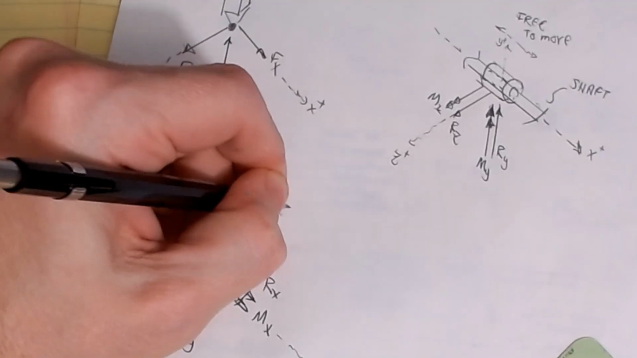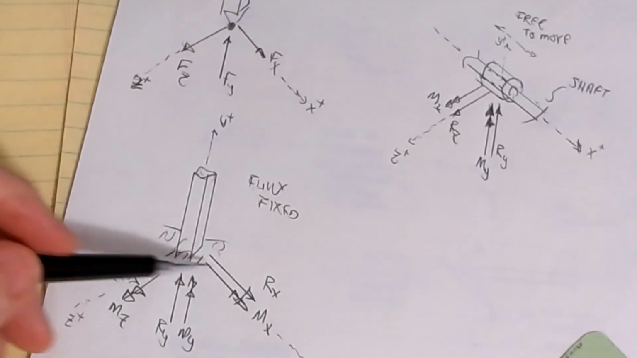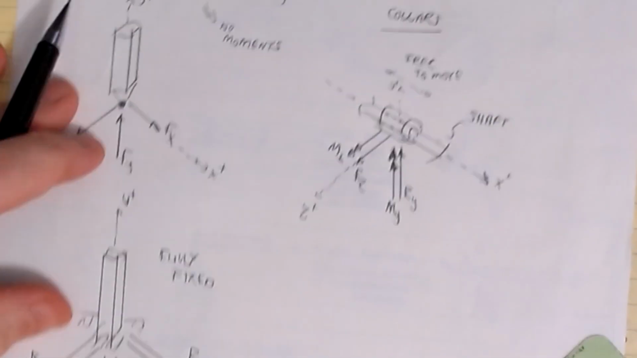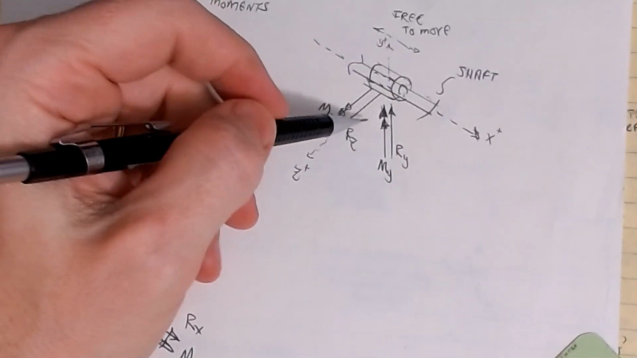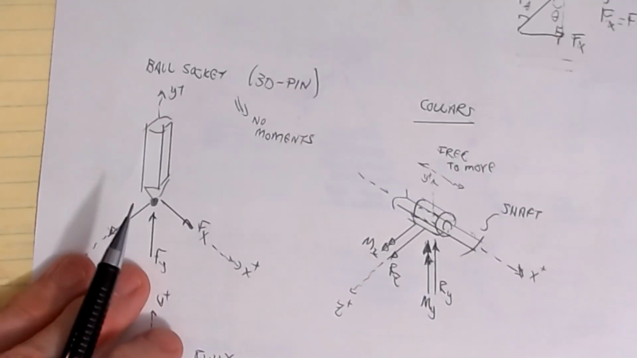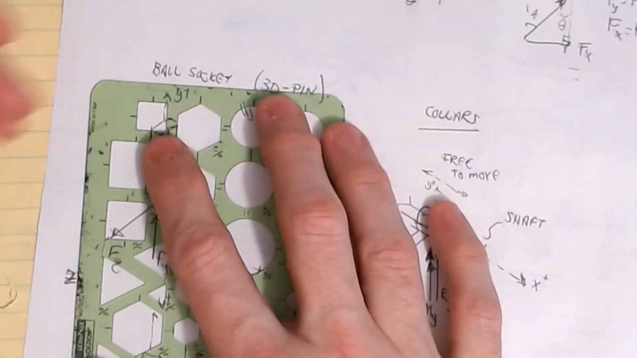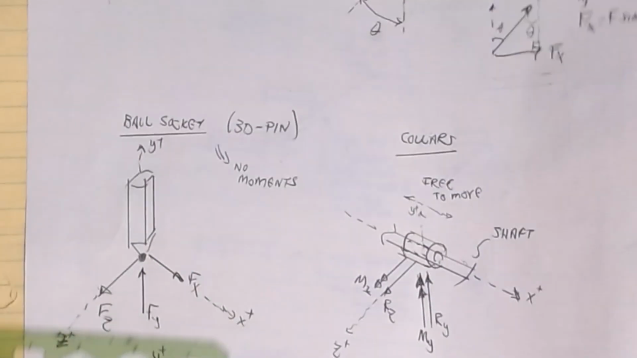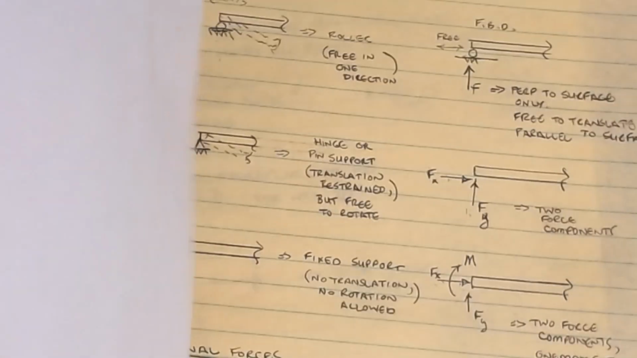All right, so the fully fixed scenario has 6 effects, 3 forces and 3 moments. The collar is basically a release of one of the directions. So you would draw your picture. If your shaft were up and down, these directions would change, but those are the cases that we're looking at for some 3-dimensionals. And these are probably the most common 3-dimensional support reactions that you'll find.